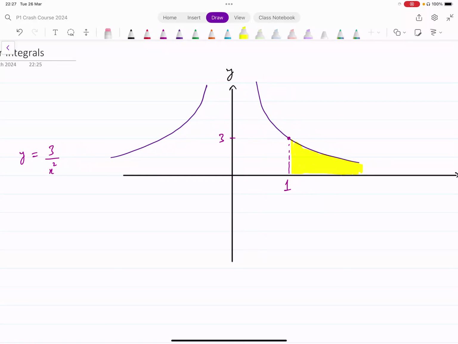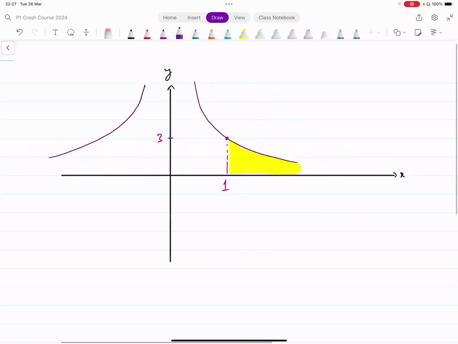Now, it's a graph that makes an asymptote on this side. So basically, this graph is going to go like this. It's going to keep getting closer and closer to the x-axis, but never actually touch it. So the graph goes like this on the right side.